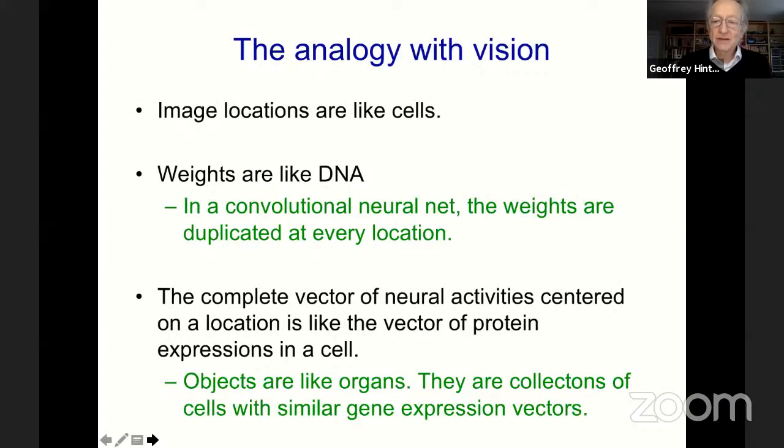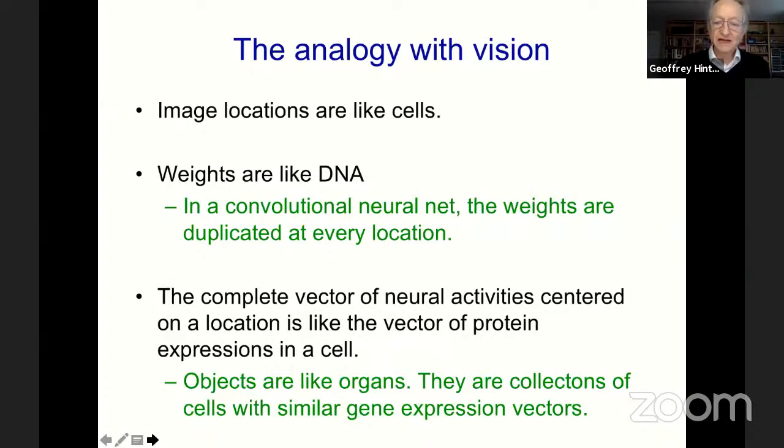So we're going to make image locations, and by location, imagine an image, once you foveate it, imagine the image has a few thousand locations. So if you're a neuroscientist, these are like hypercolumns in the visual cortex. The weights in the neural net are like the DNA. And so in all these different columns, we're going to replicate the same knowledge. And that's what we do explicitly in a convolutional net. We duplicate the weights at every location.